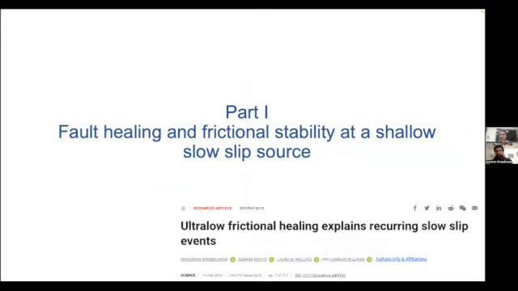In this first part, I want to talk about fault healing and frictional stability at a shallow slow slip source. If you were in Tamara's talk last week, you may find this a bit of a continuation or perhaps related to her results. I also want to give a quick shout out to the paper that a majority of this part of the talk is based on. This was just published last week, so please go check it out if you can.